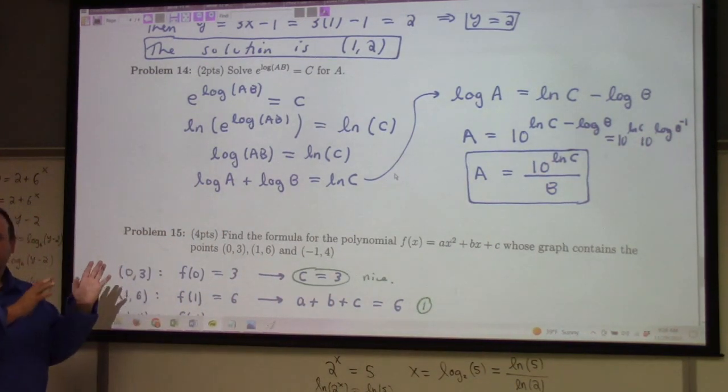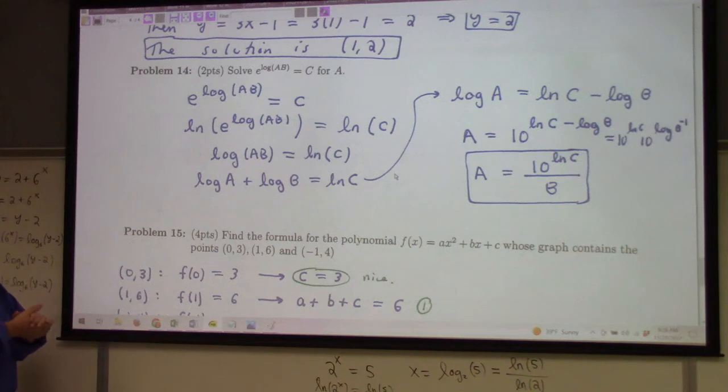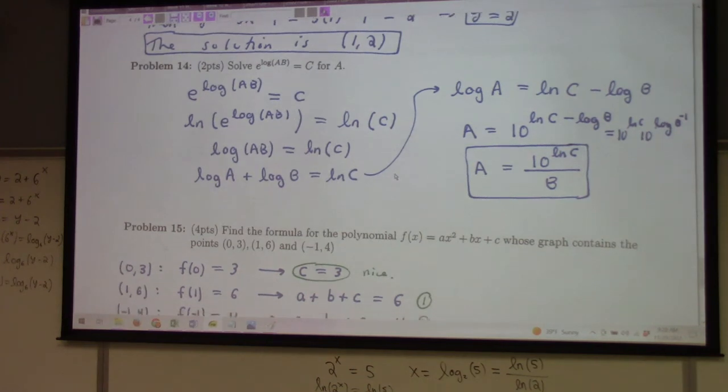Now, there are other ways to write that formula, which you'd still get full credit for, because I didn't say solve for A and simplify. I just said solve for A. So if you've legitimately isolated A using proper mathematical steps, I will still give you full credit there, period.